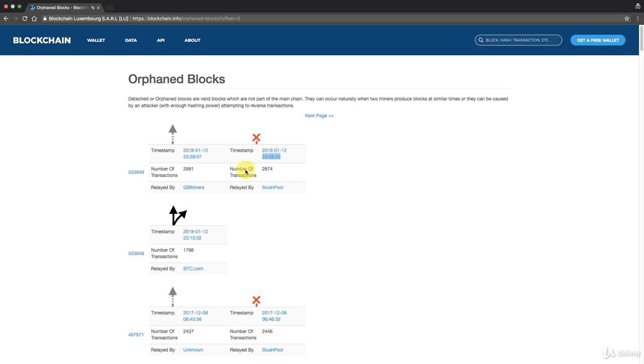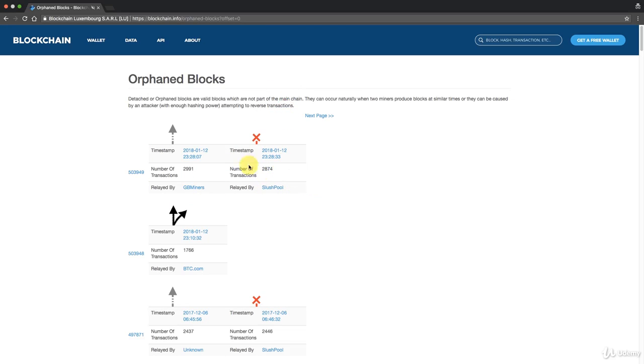It's the same time. So they both claimed it to be block 503.949, and they said, this had this many transactions, this had this many transactions. Already shows you that they're not identical blocks, simply by seeing that they have a different number of transactions in them. And we discussed this in module 1 of the course. What happens when this situation occurs? Well, at that point in time, two versions of the chain will exist. So GB miners with this block will continue trying to grow that chain, and Slush Pool with this block will continue trying to grow that chain.